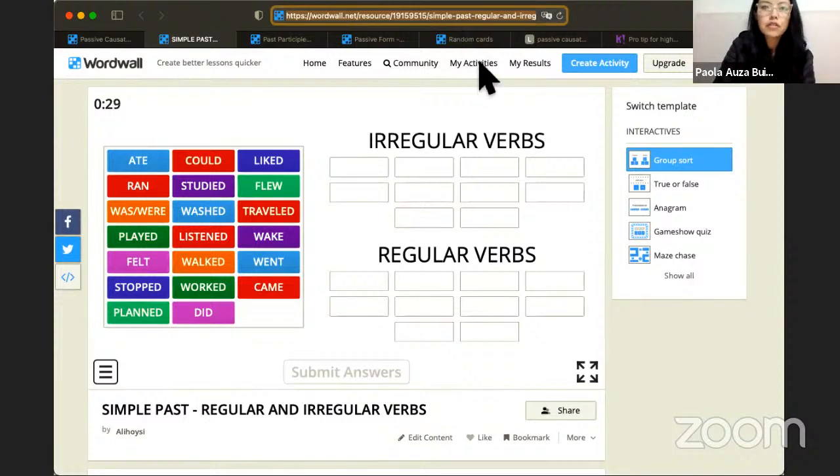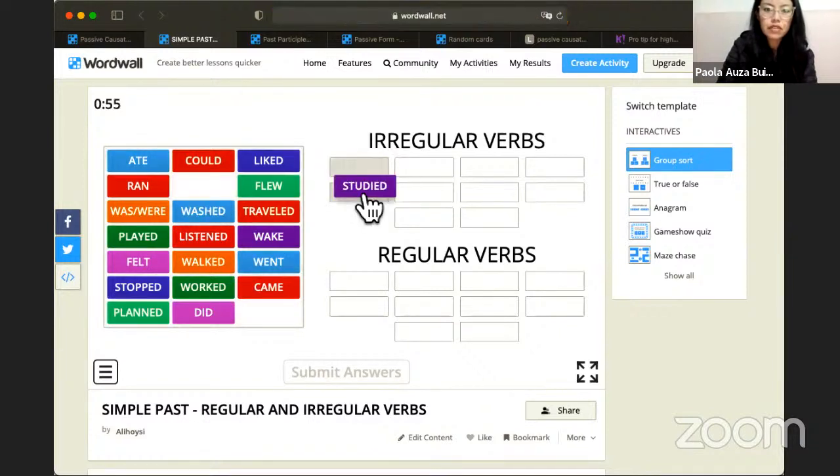Okay, we're going to do this in pairs in breakout rooms. So let me run three breakout rooms. Okay guys, so the first exercise is basically we just have to drag the verbs depending if it's regular or irregular, and that's all. That's the first one.